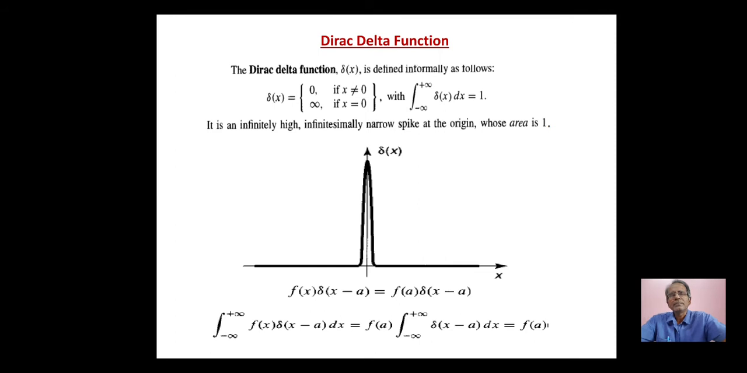The Dirac delta function δ(x) is defined as δ(x) = 0 for x not equal to 0 and infinity for x equal to 0, with the integral of δ(x) from minus infinity to plus infinity equal to 1. Thus, the Dirac delta function is an infinitely high and infinitesimally narrow spike at the origin with area equal to 1.